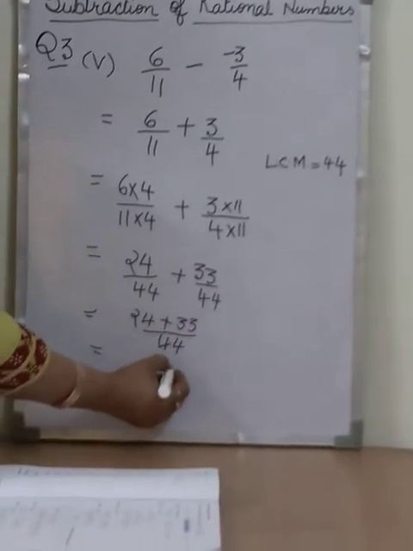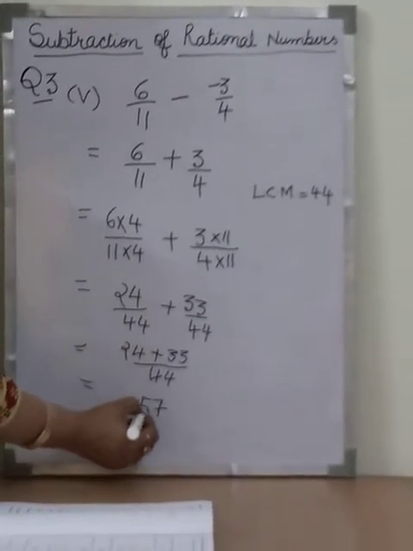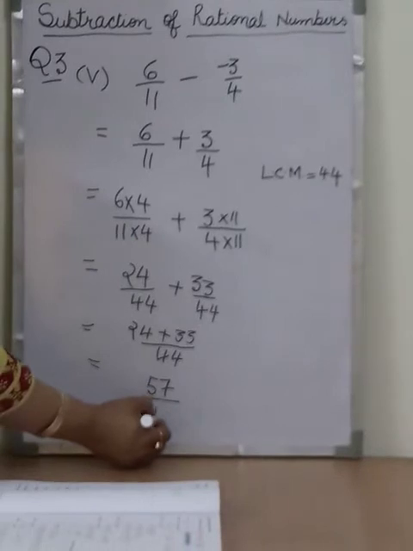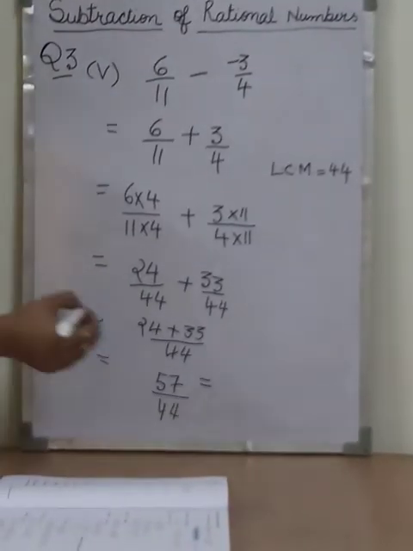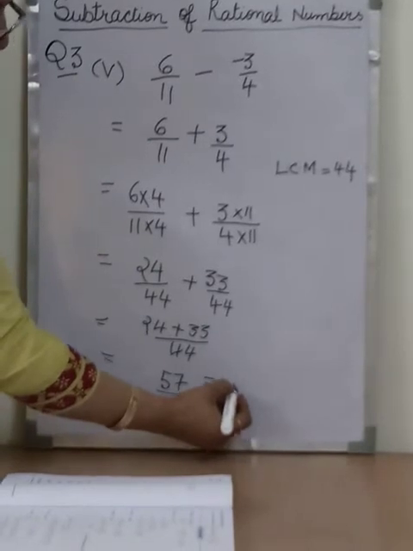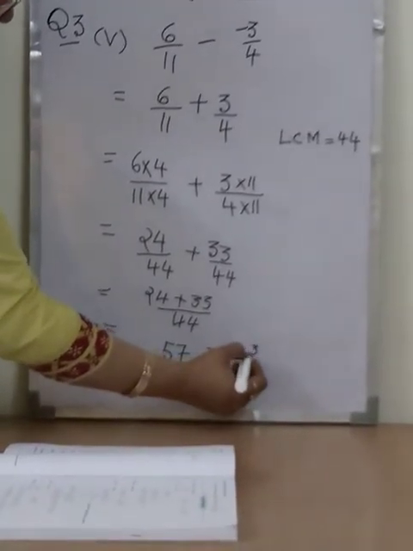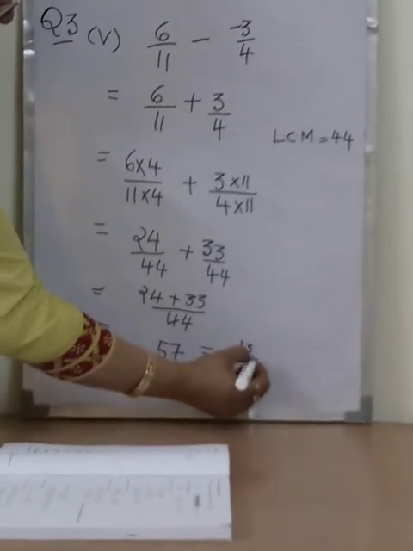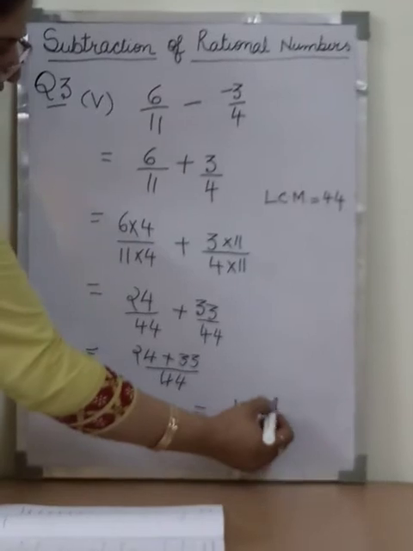4 plus 3 is 7. 3 plus 2 is 5. As it is an improper fraction, so we leave the answer in mixed fraction. 44 ones are 44. What is left? 57 minus 44 will give you 13 upon 44. So this is the answer.